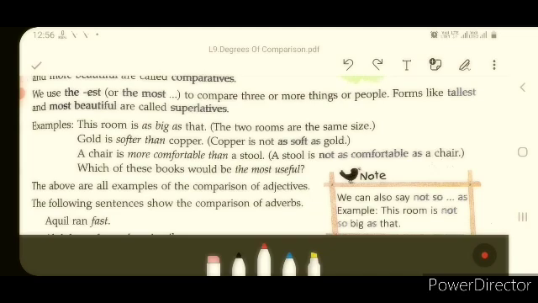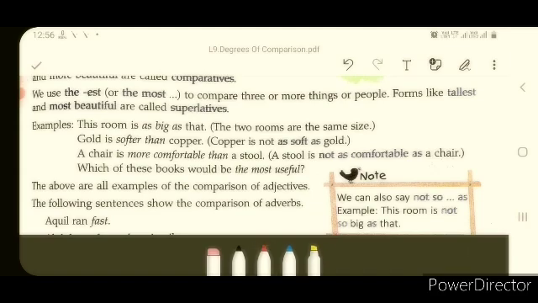Okay, the following sentences show comparison of adverbs. Now we have seen how adjectives are compared. See, both adjectives and adverbs can be compared. Here you should be wary of that thing as well. So in the examples that we have just read, we have learned how adjectives are compared. Now we will see how adverbs can also be compared in a similar manner.